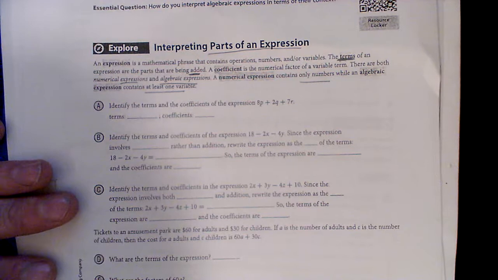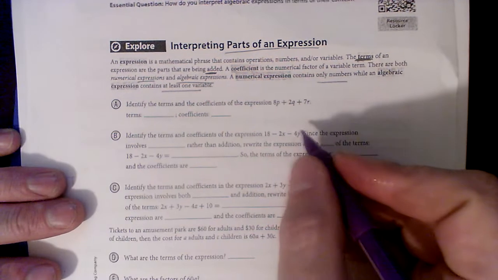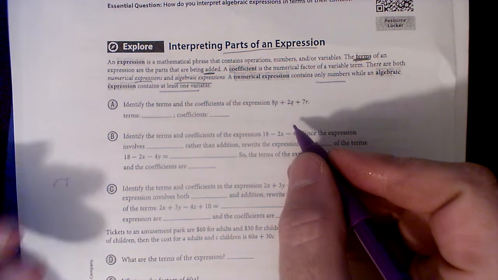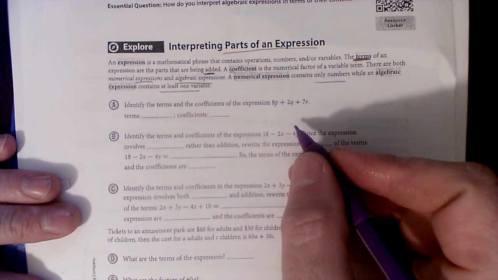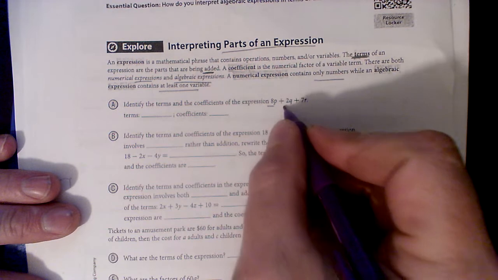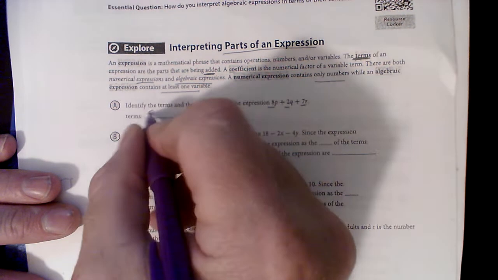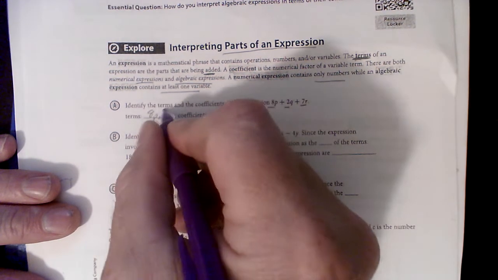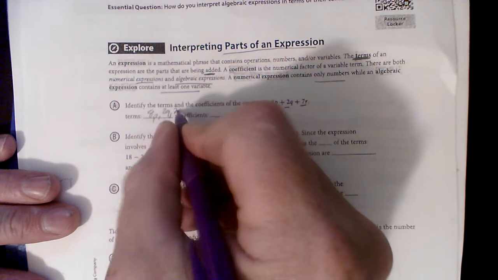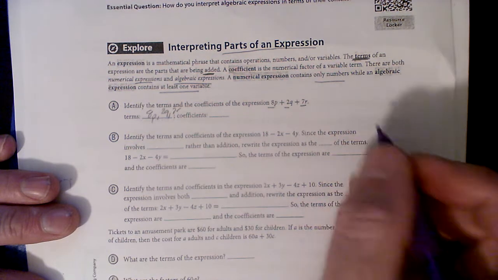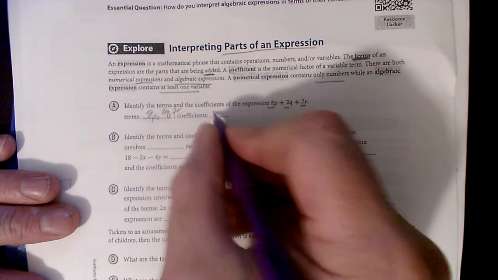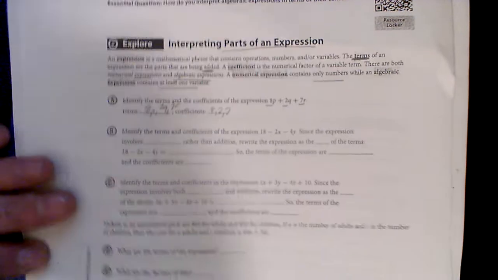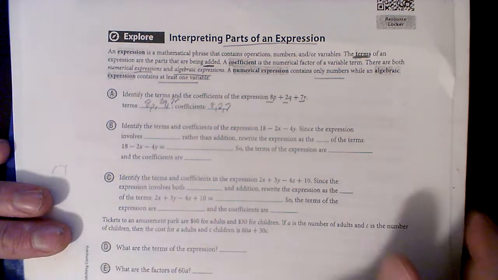Okay, here we go. So we're going to take this algebraic expression and talk about the terms. Those are the parts being added. So these are your terms: 8p, 2q, 7r. The coefficients on those are the numbers in front of the terms. So it's 8, 2, and 7. Kind of easy, right?